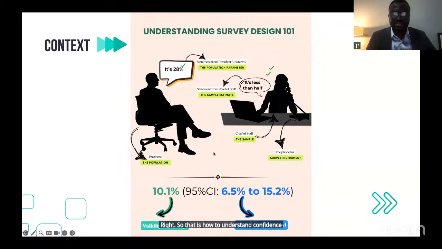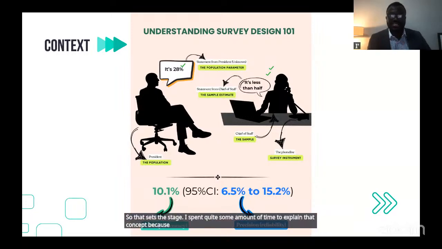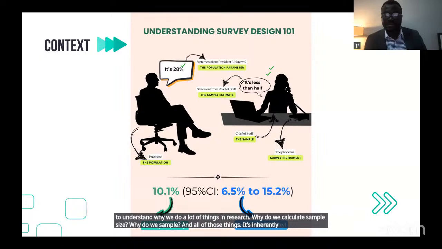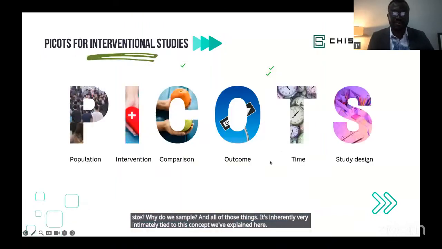All right. So that sets the stage. I spent quite some amount of time to explain that concept, because if we don't understand this concept, then it's very hard for us to understand why we do a lot of things in research. Why do we calculate sample size? Why do we sample and all of those things? It's inherently very intimately tied to this concept we've explained here. All right, let's move on.